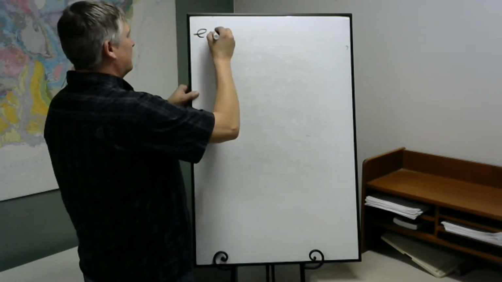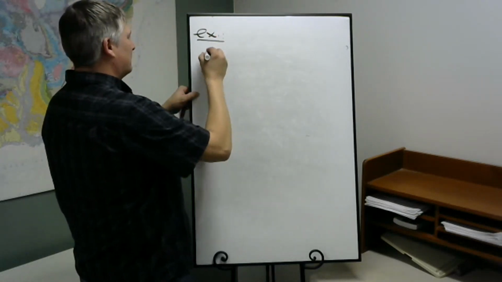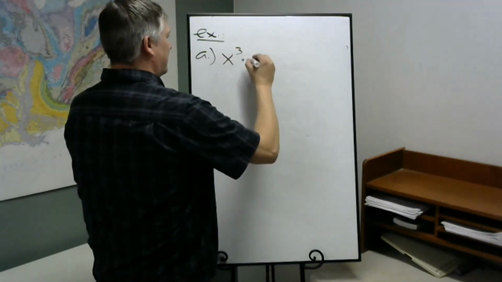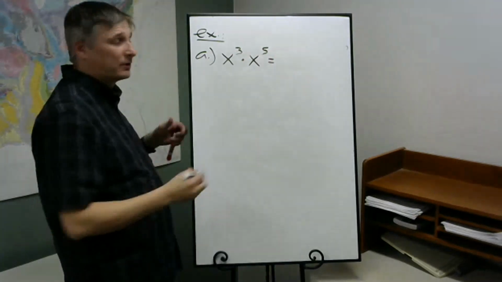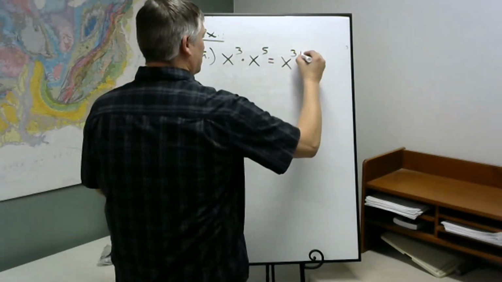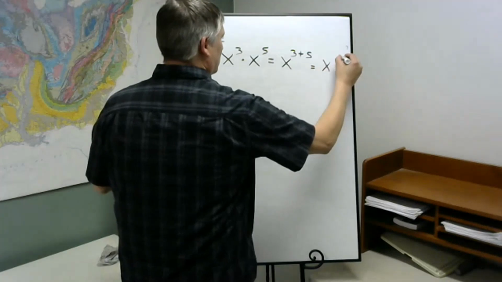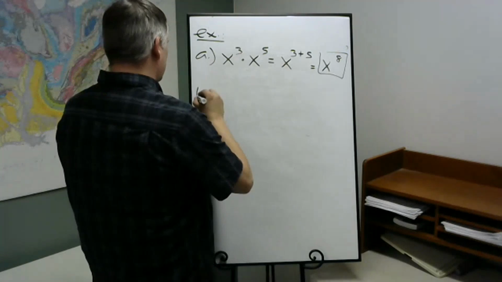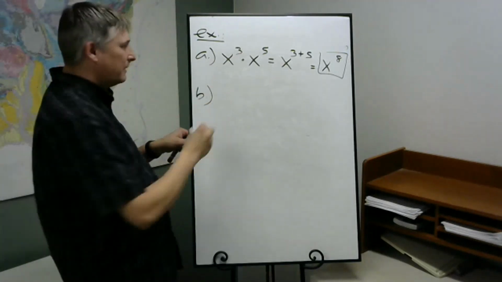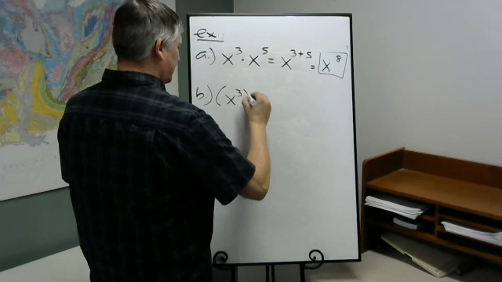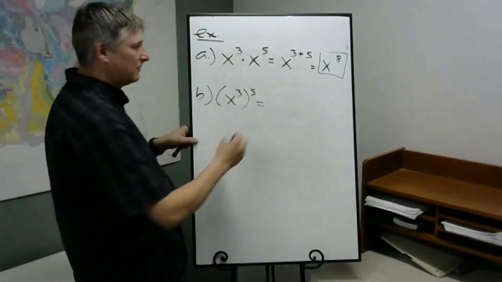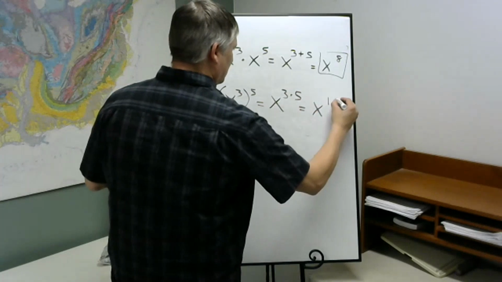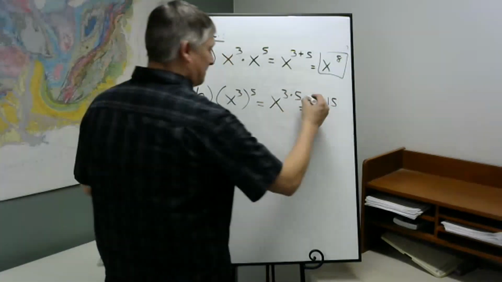So x cubed times x to the fifth. We're going to add them. We'll get x to the eighth. But if we have x to the third to the fifth, we're going to multiply them. We'll get x to the 15th.